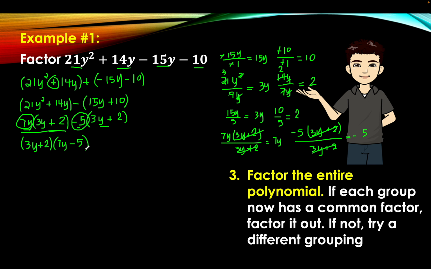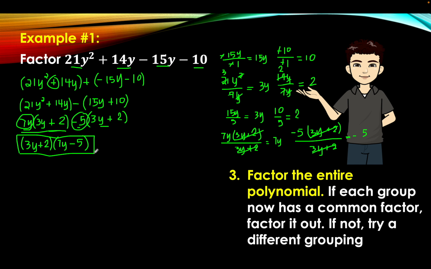Okay? So, to put it simply, after removing the GCF, the quantity 3y plus 2, automatically, the other factor is the remaining term, which is 7y and negative 5. So that's the final answer: the quantity 3y plus 2 times the quantity 7y minus 5.